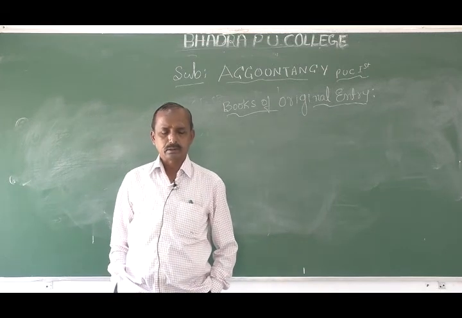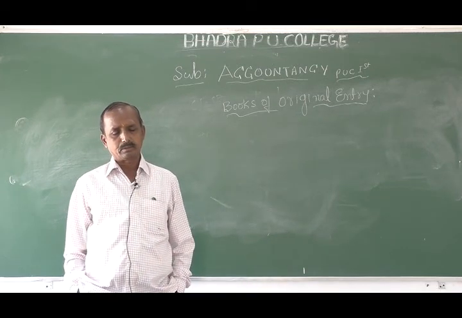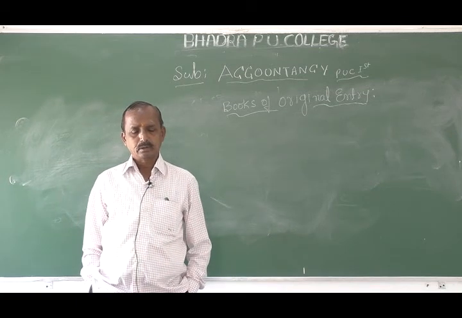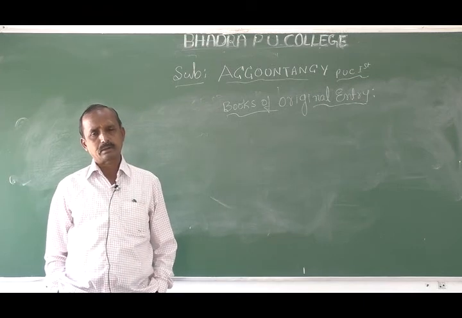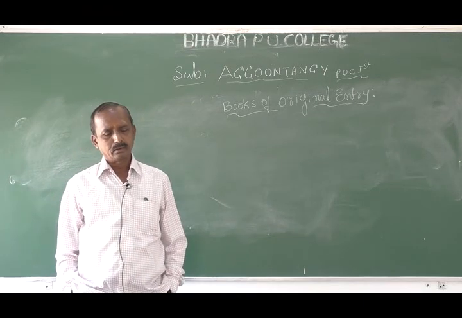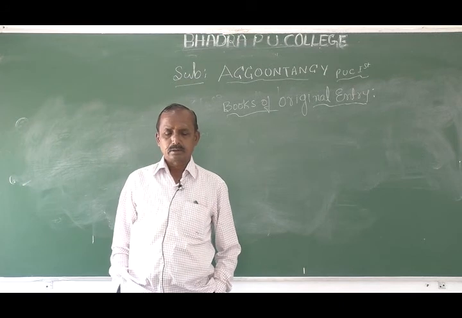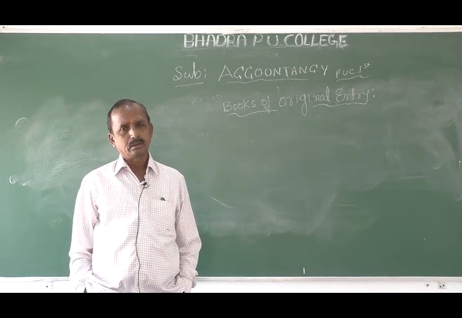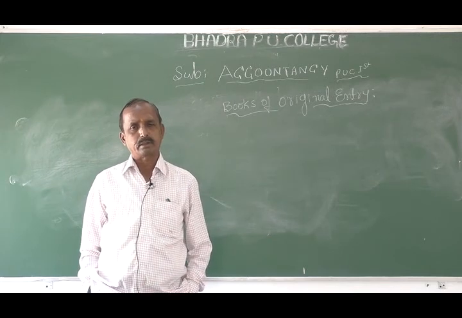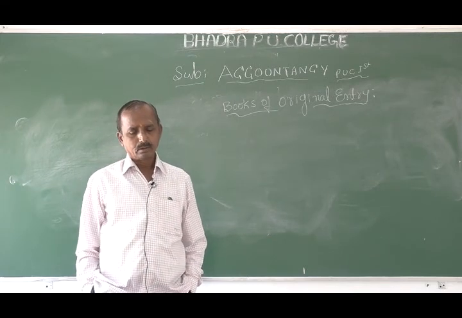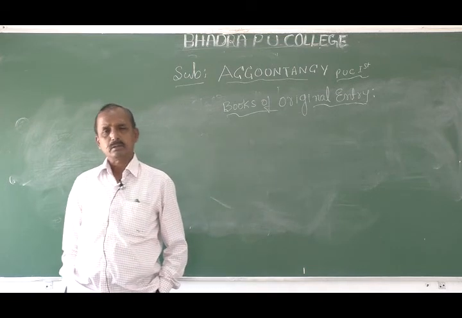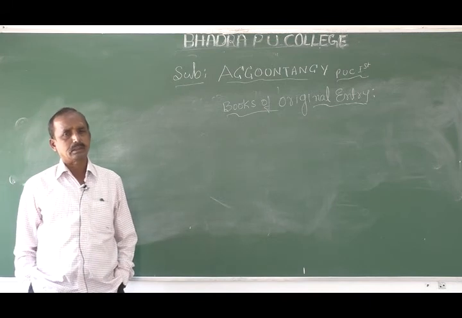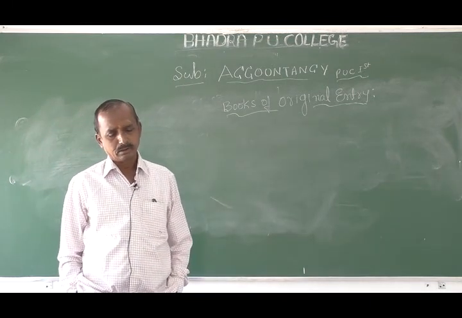However, real accounting systems do not record transactions directly in the accounts. The book in which the transactions are recorded for the first time is called the journal or book of original entry. The first time a transaction is recorded, the entry is called the journal or book of original entry.